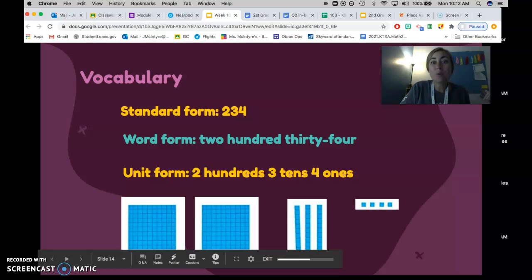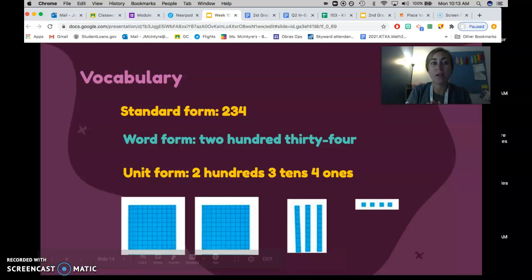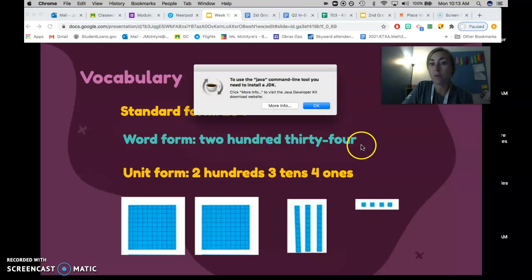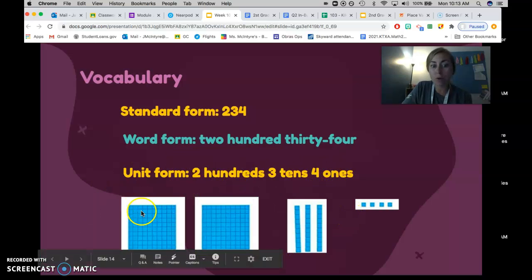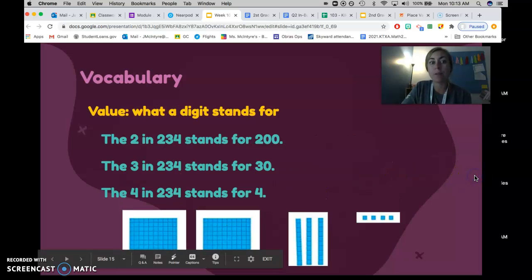Now that you've explored with your Hide Zero cards on that really fun website, we're going to be talking about the value of a digit. Here's some vocabulary to look at. In standard form, that number is 234. In word form, I would write out 234. And in unit form, it says 2 hundreds, 3 tens, 4 ones. And then I have the drawing right here of my 200s, my 30s, and my 4 ones.